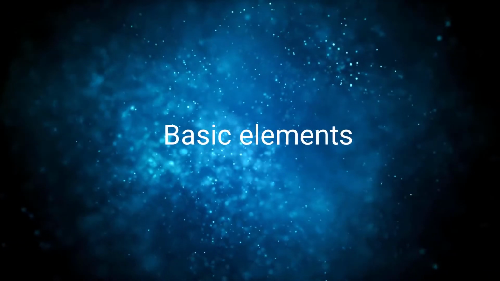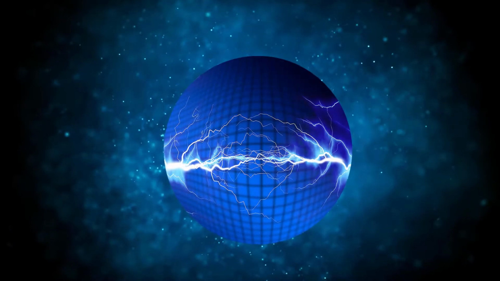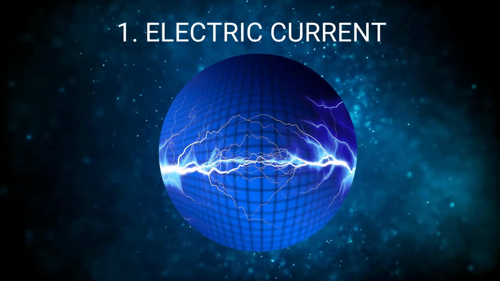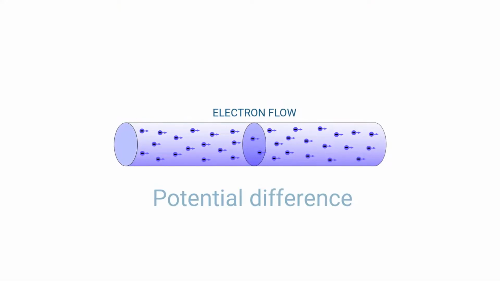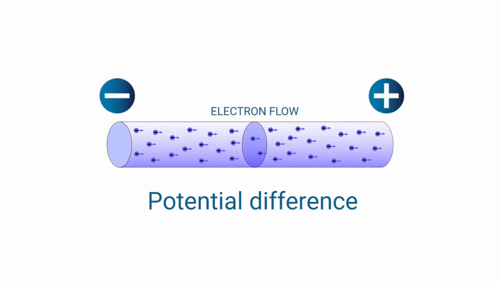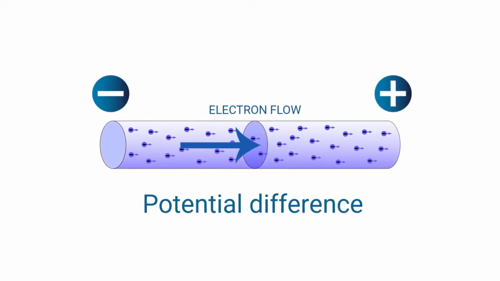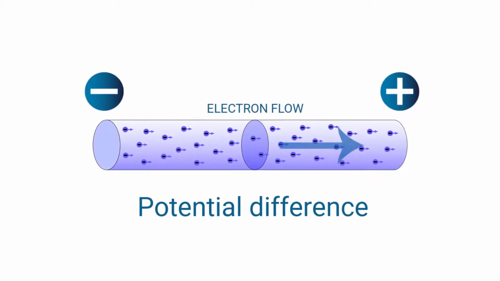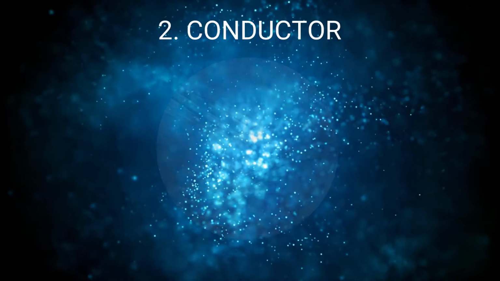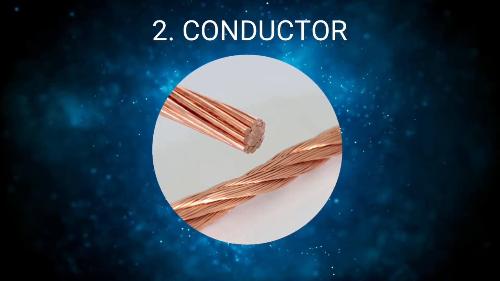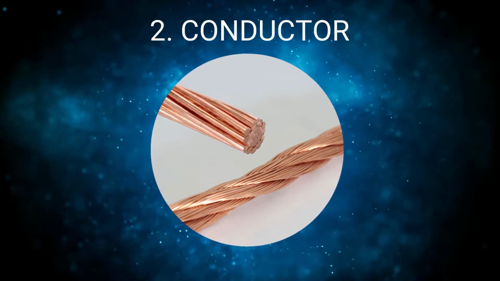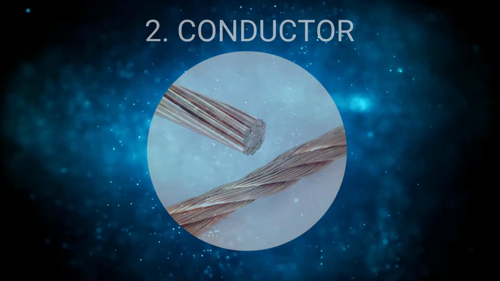Now, let's take a step back to explain in detail the basic elements of this process. Electric current is a flow of electric charge, which means moving electrons in a wire. Their motion is caused by an electric potential difference between 2 points of a conductor. This difference allows the electrons to flow from the negative pole to the positive pole. A conductor is an object or type of material that allows the flow of an electrical current in one or more directions, like metals and alloys.